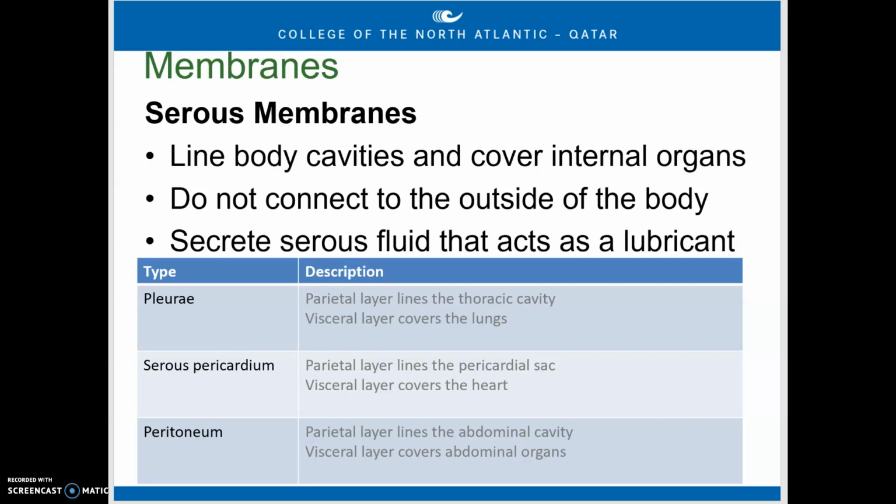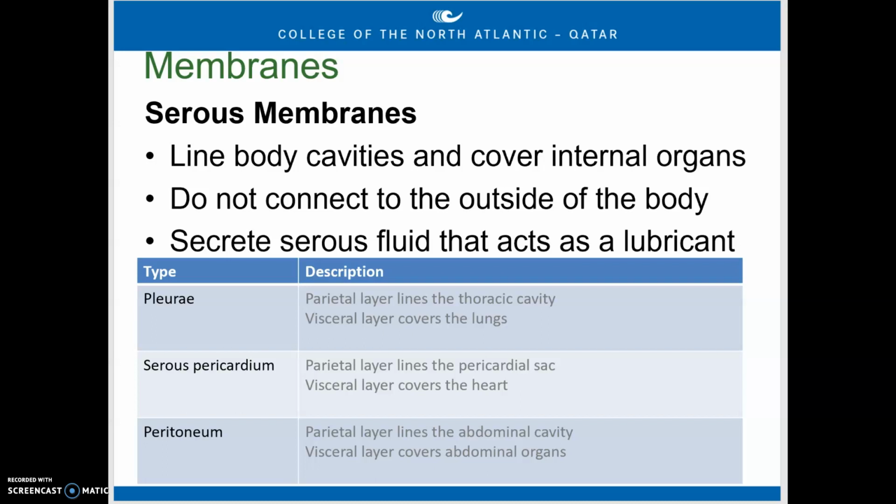Now, you're going to see two different words here: parietal layer and the visceral layer. The way these membranes are organized, they're folded. So you have an inside of the membrane and you have an outside. The parietal layer is the one you're going to find on the outside, okay? And the visceral layer is going to be what's on the inside.